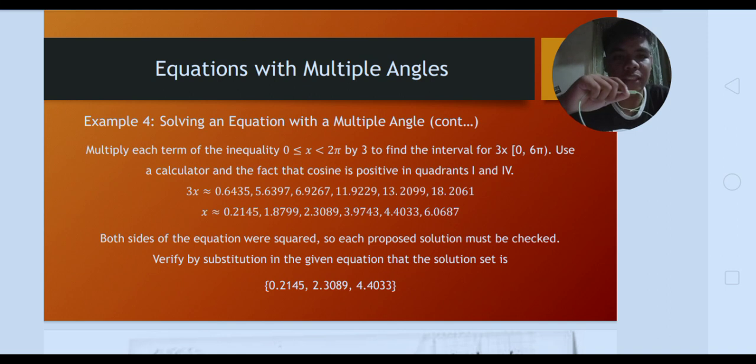These approximate values of 3x have cosine value equal to 4 over 5. And then these are the approximate values of x, which we got by dividing by 3. Both sides of the equation were squared, so each proposed solution must be checked. Verify by substitution in the given equation that the solution set is 0.2145, 2.3089, and 4.4033.